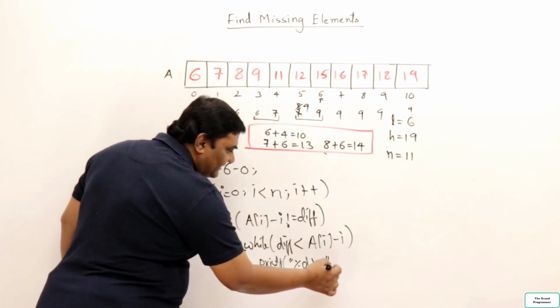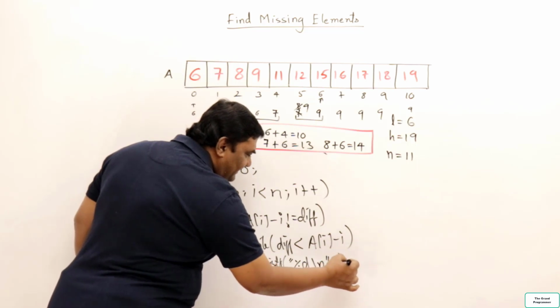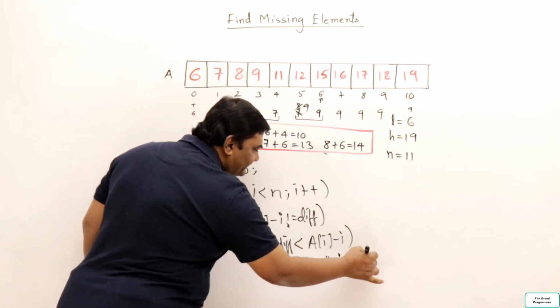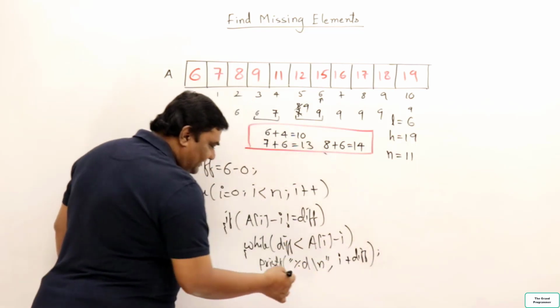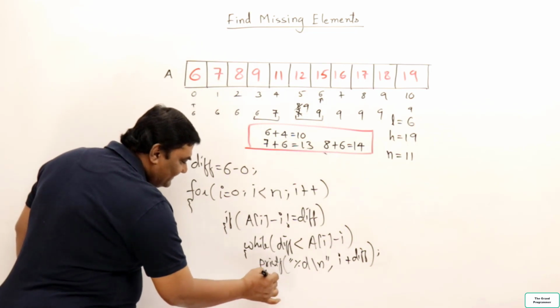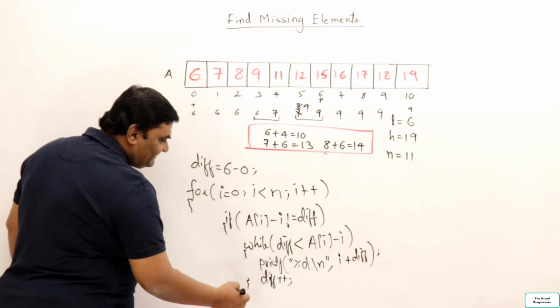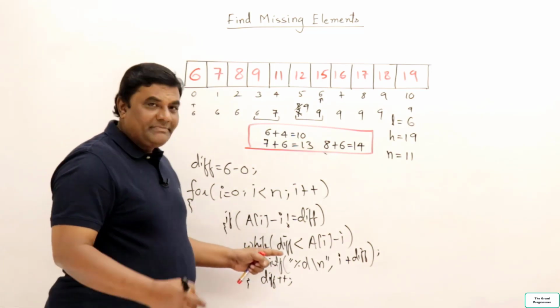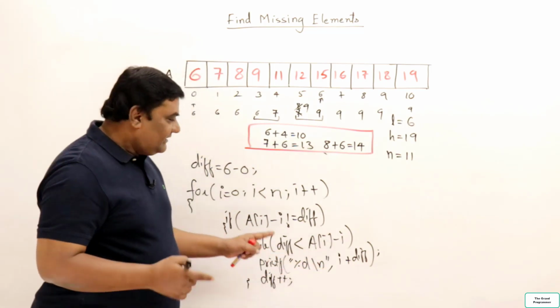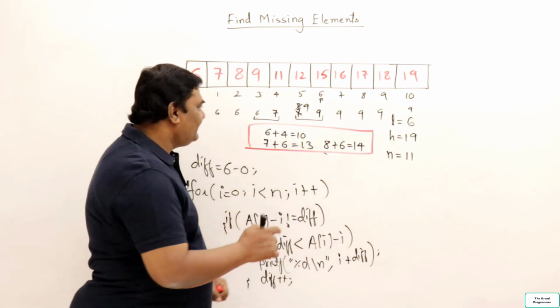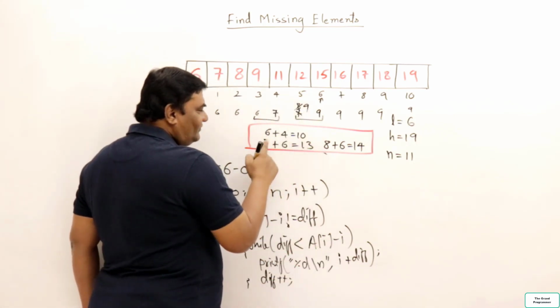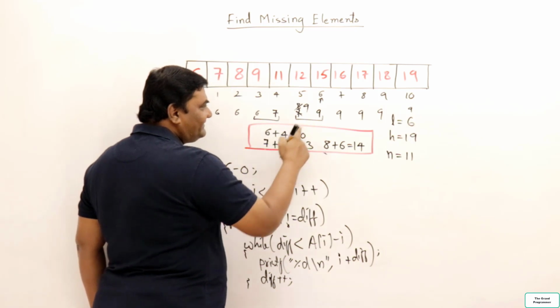Printf, the element is current index plus difference. And I should move to next difference. So difference plus plus. That's it. So using a loop, I will print all the missing elements. Present difference plus index, that is present difference. Right now, present difference is 7 plus index is 6, right?